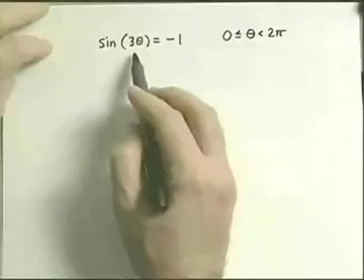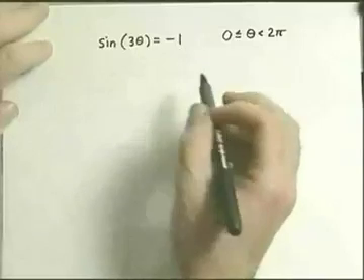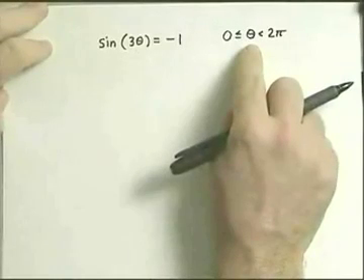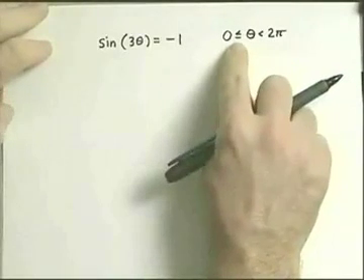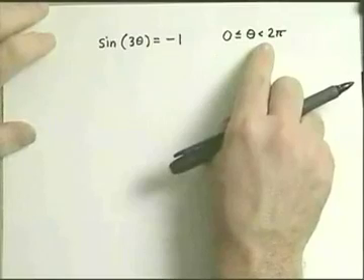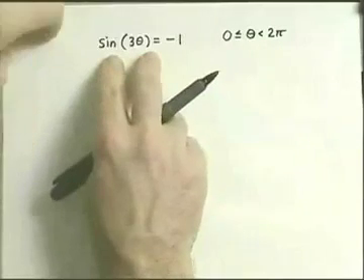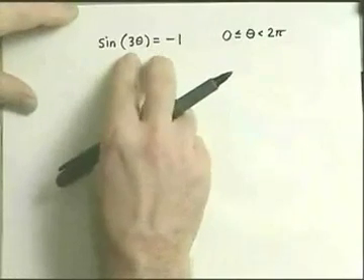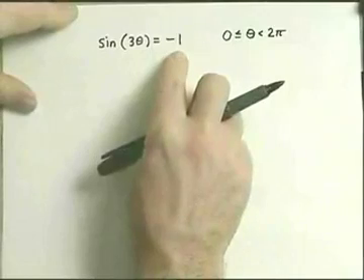We're now going to solve the equation sine of 3 theta equals -1. We're going to restrict theta to be an angle greater than or equal to 0, but less than 2 pi. First, we need to find all angles whose sine is -1.